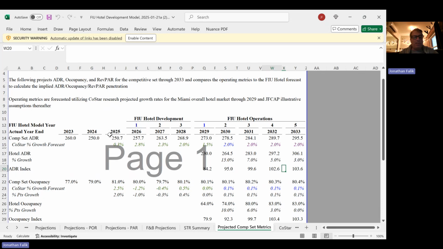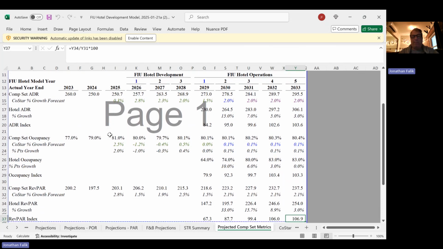We take the occupancy from the competitive set, right, from the custom P&L report and the trends report, and I'm growing it based on the CoStar growth rates. So I have occupancy over the entirety of the projection period, I compare it to the hotel occupancy. So I have an occupancy index of 79.9% growing to 103, and do the same thing for RevPAR.